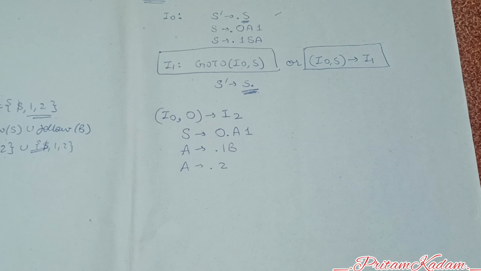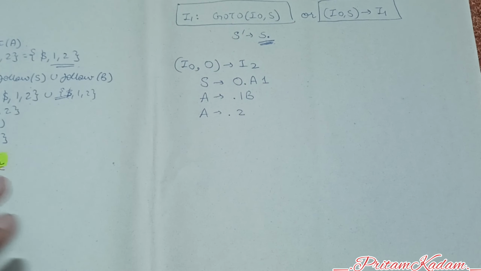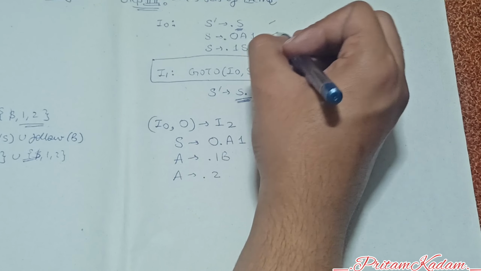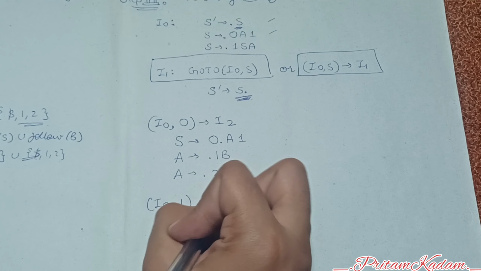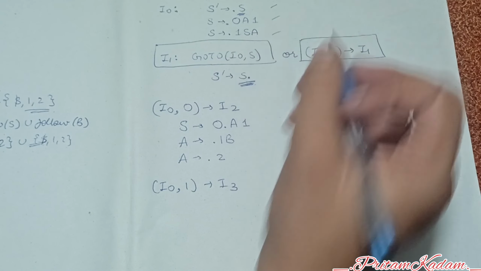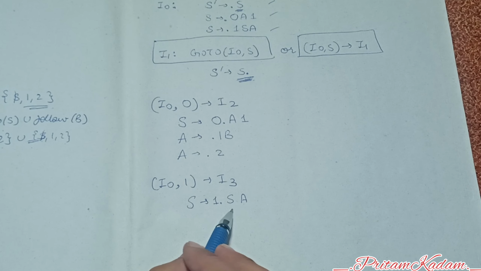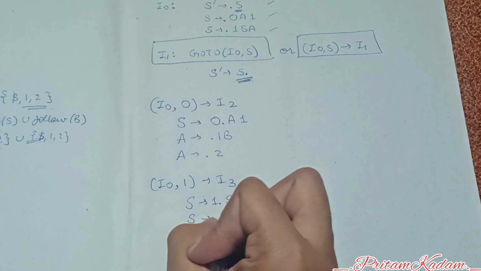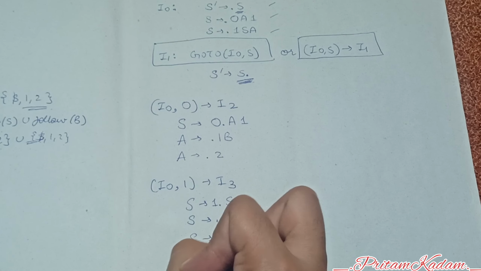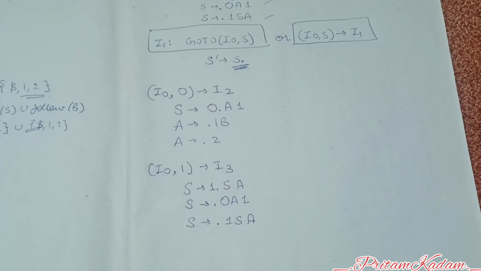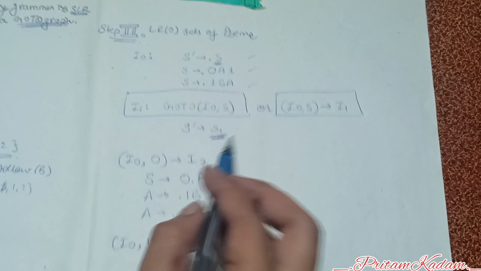Now we have completed the first production of S. Now we will complete the third one, that is S gives dot 1SA. So I0 on 1 goes to the I3 state. So we will have S gives 1 dot SA. Now we again have a non-terminal, so we will write the productions of S. So the first production of S and then the second one, that is dot 0A1 and dot 1SA. Now we have completed the I0 state. We already have I1 as complete.